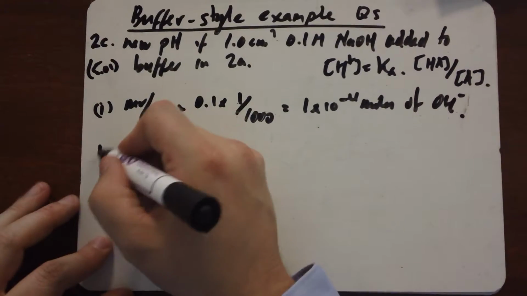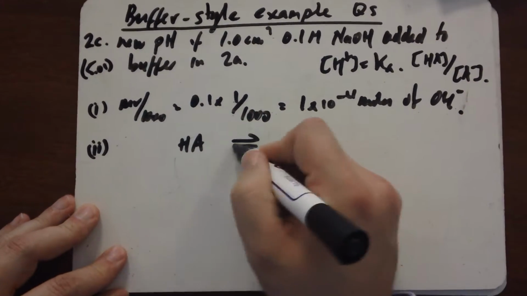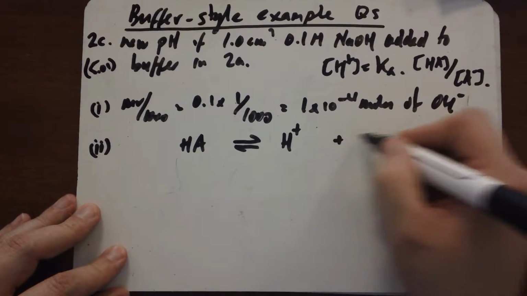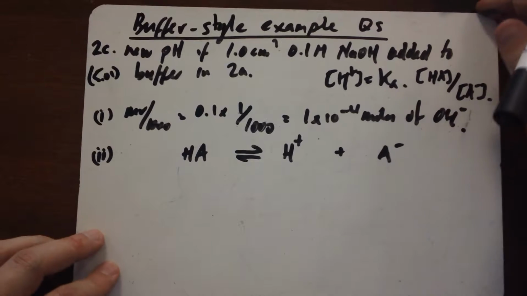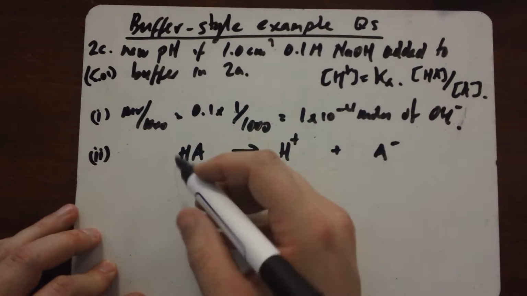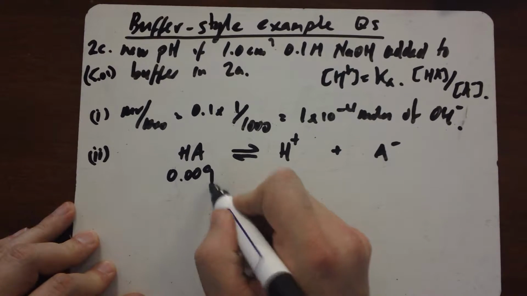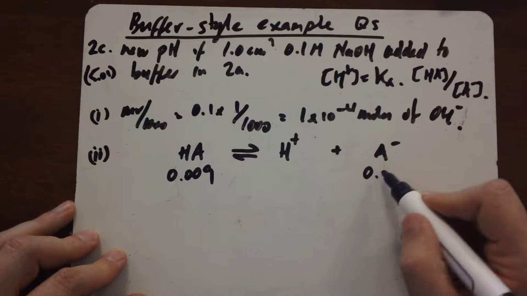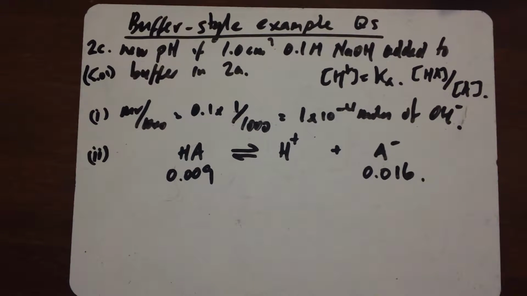added. So next, look at the acid that we've got in the solution, which is undergoing dissociation. So we get H plus and A minus. We started off with 0.009 moles of HA, and we started off with 0.016 moles of A minus, the salt.